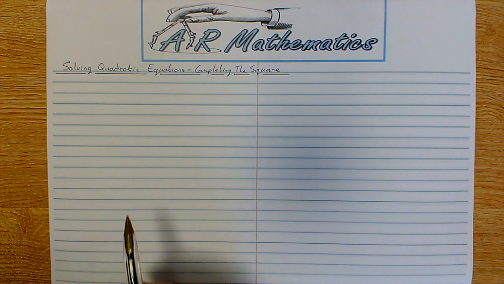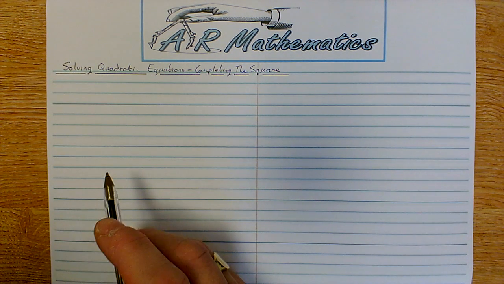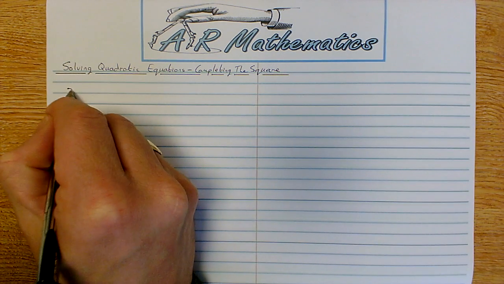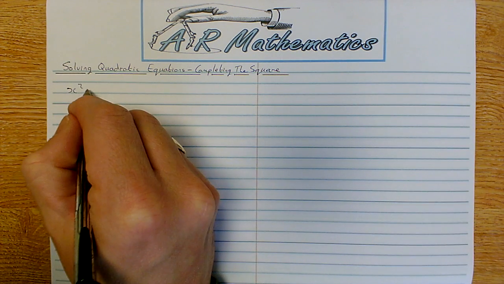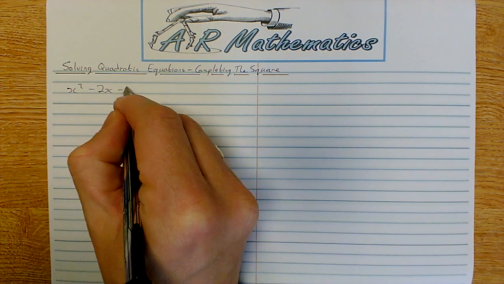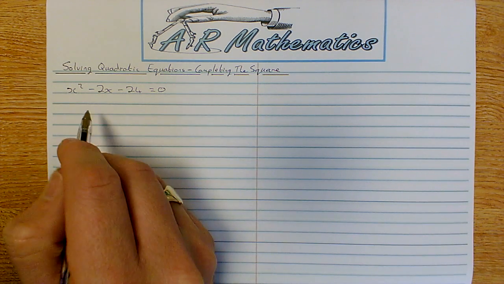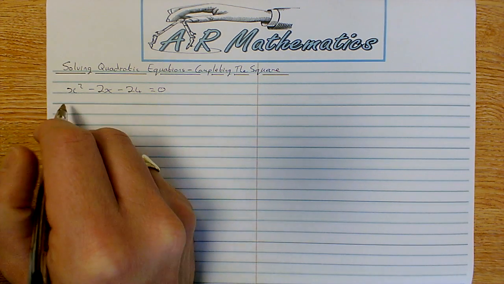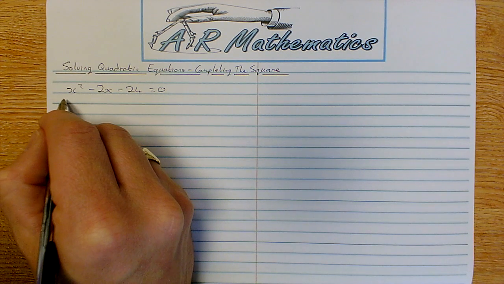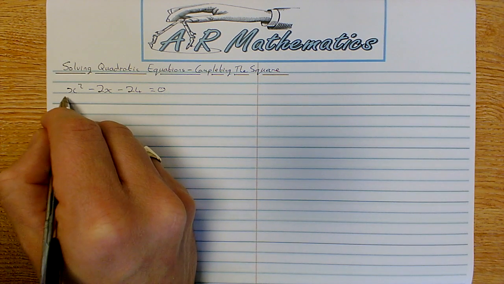Okay, in this video we're going to look at solving quadratic equations by completing the square. So if I start off with the quadratic equation x squared minus 2x minus 24 equals 0, first thing I'm going to do is complete the square. Now I'm going to do this quite quickly because by this stage hopefully you've seen my other videos and you're well aware of the process.